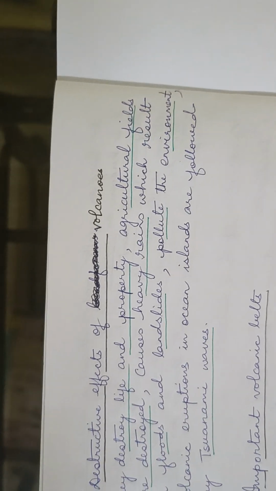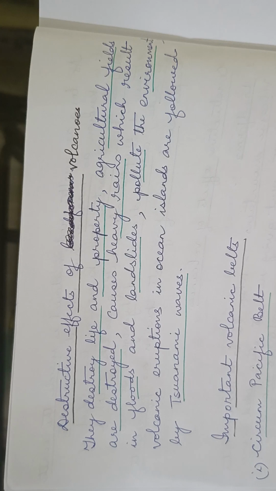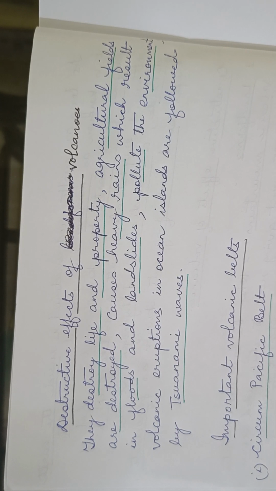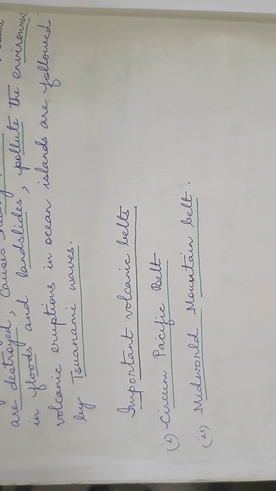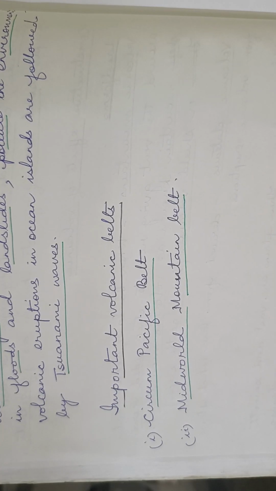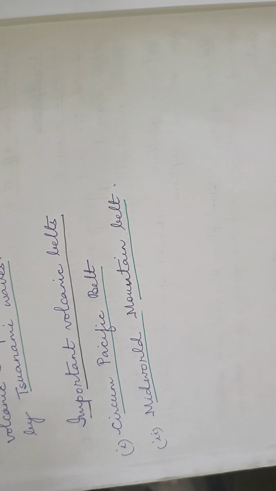Next is the destructive effects of volcano. They destroy life and property, destroy agricultural fields, cause heavy rains which result in floods and landslides, and pollute the environment. Volcanic eruption, if it is in the ocean islands, then it is followed by tsunami waves. Important volcanic belts. We have two important volcanic belts. One is Circum-Pacific Belt, another one is Mid-World Mountain Belt.